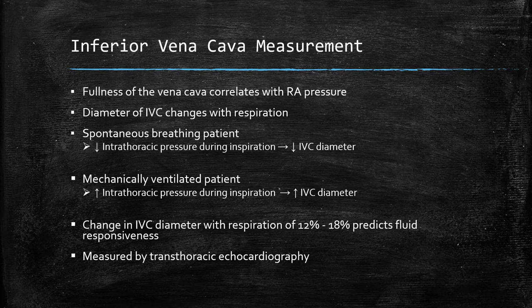A change in IVC diameter of 12 to 18% during the respiratory cycle predicts fluid responsiveness. Now, one major limitation of this technique is that all measurements must be made by transthoracic echocardiography, which may not be widely available.